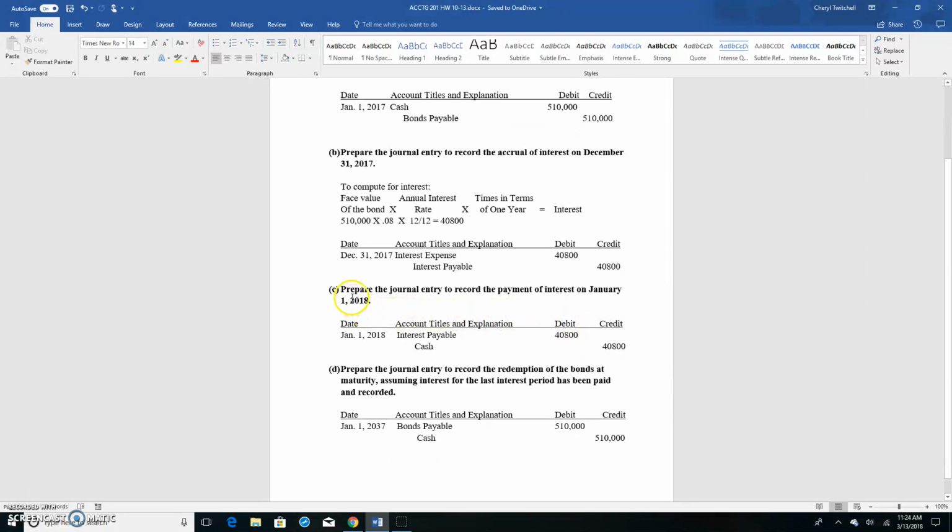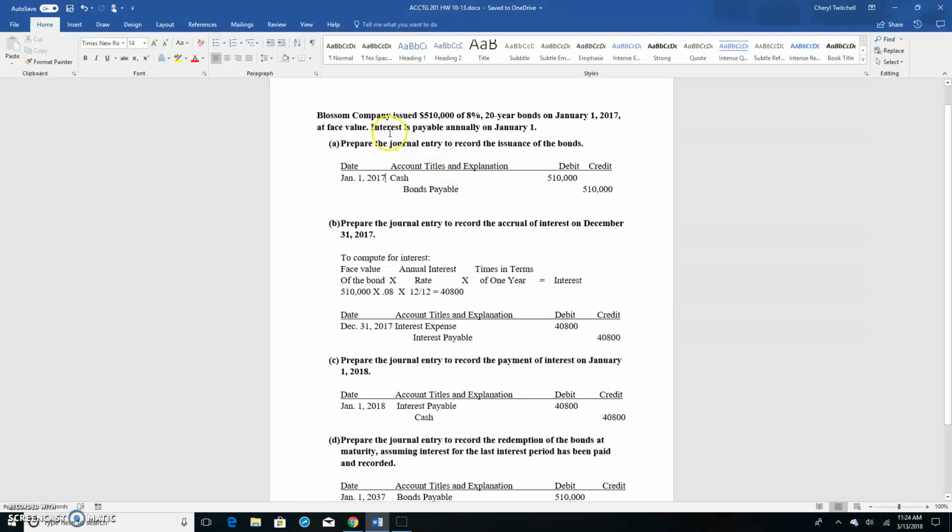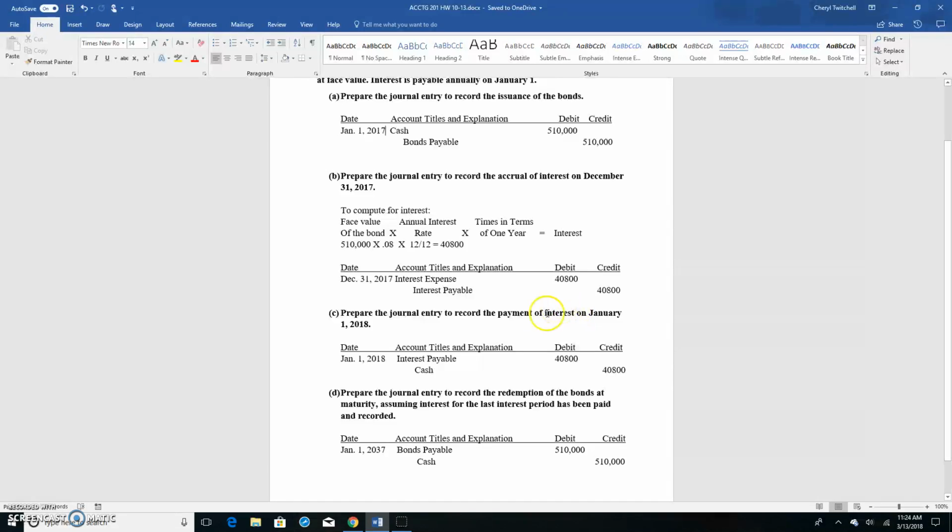And then our next part says prepare the journal entry to record the payment of interest on January 1st, 2018. And as you remember up here, interest is payable annually on January 1st. So basically now we're just paying the interest that we recorded up here in Part B. So we debit our interest payable for $40,800 and we credit our cash for $40,800.